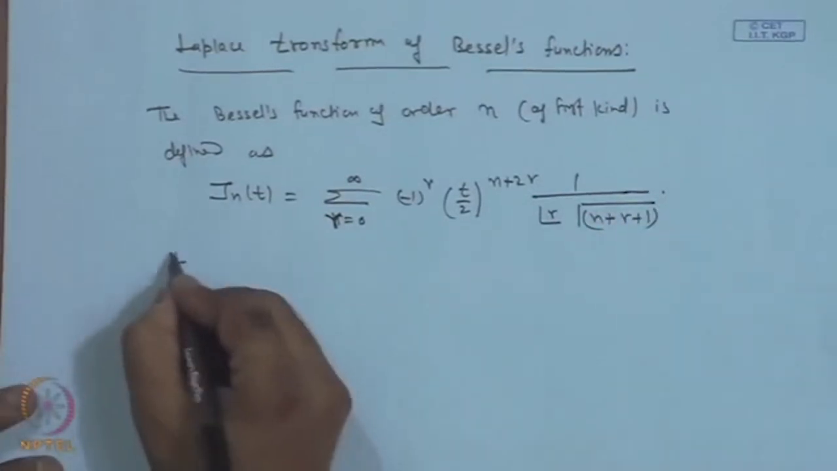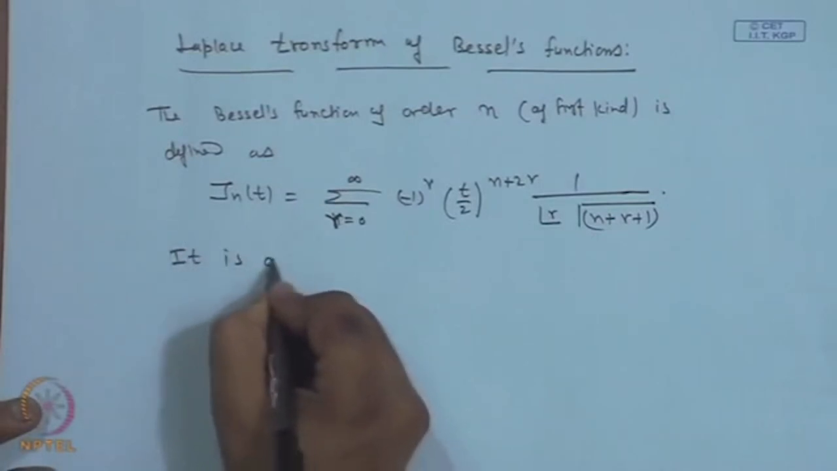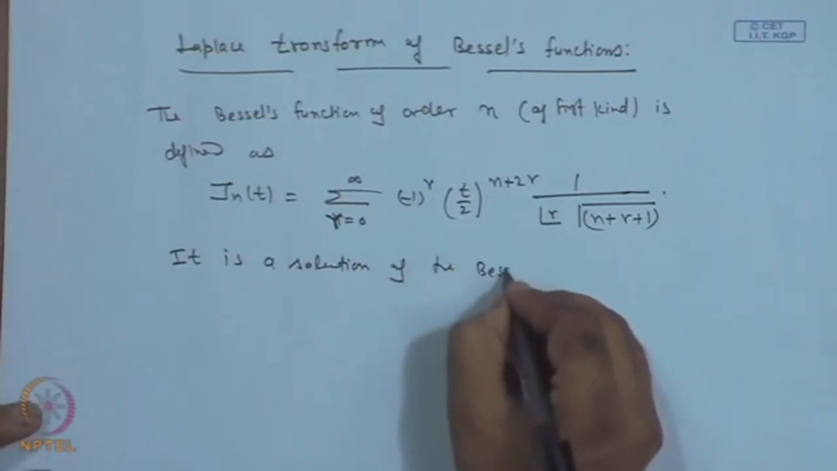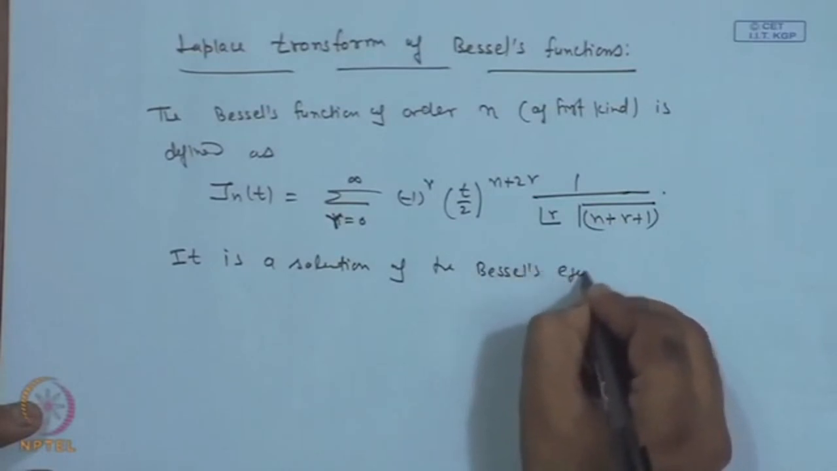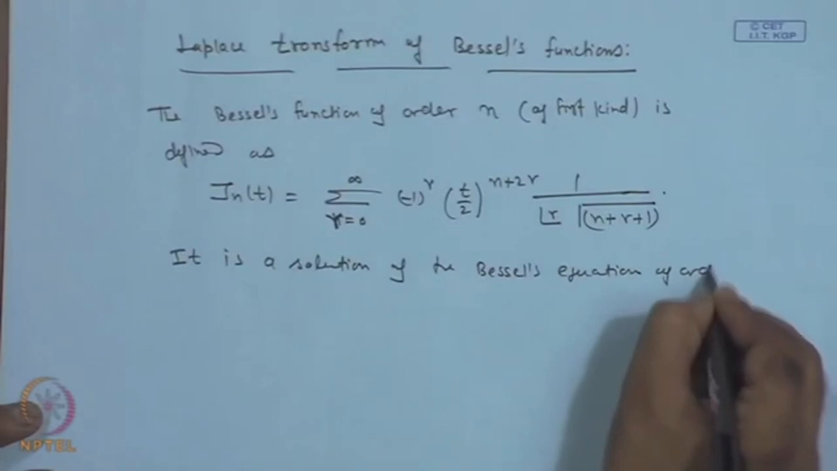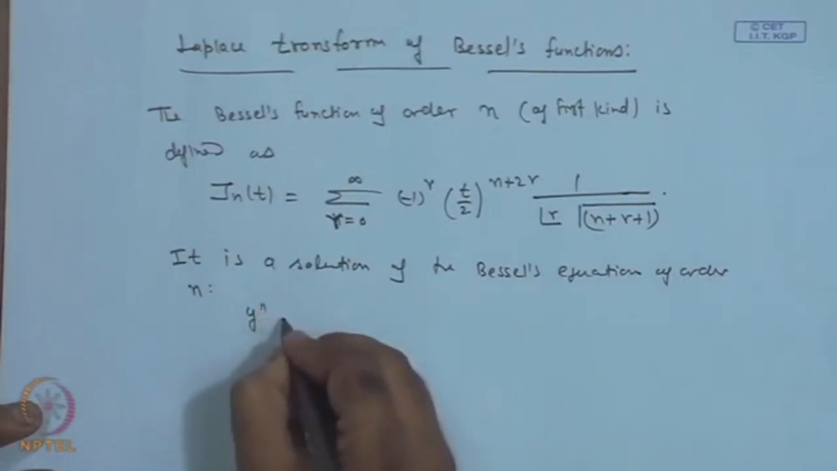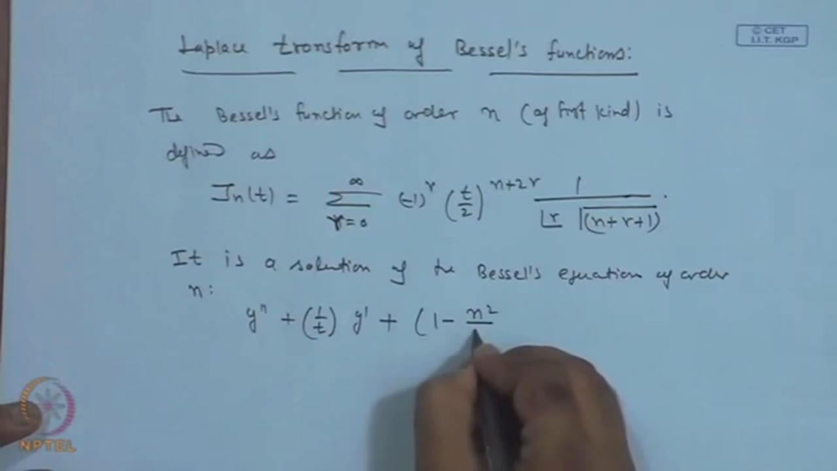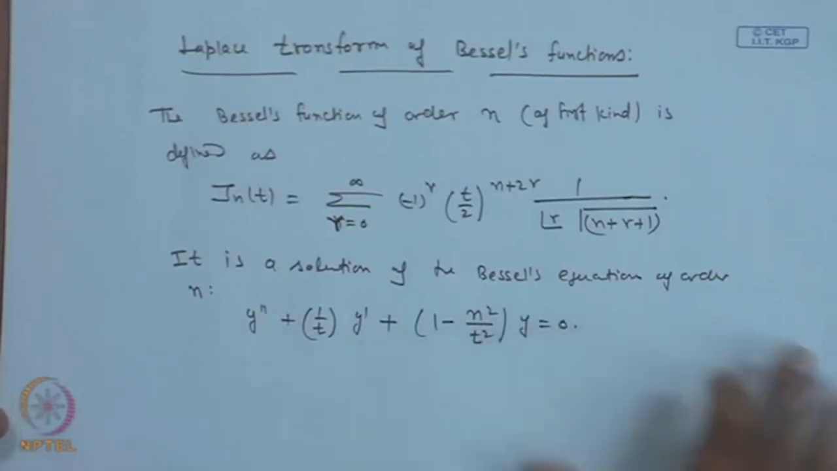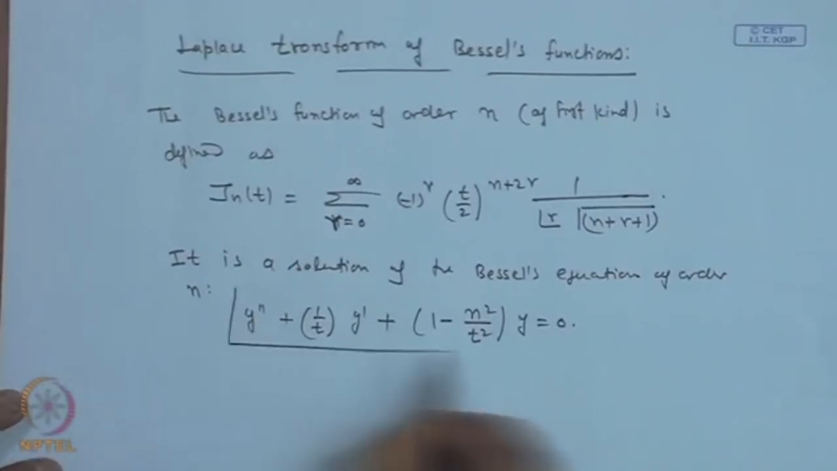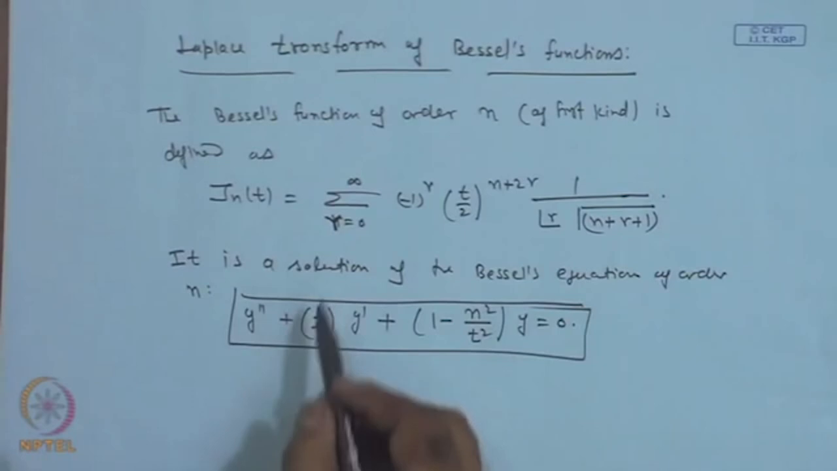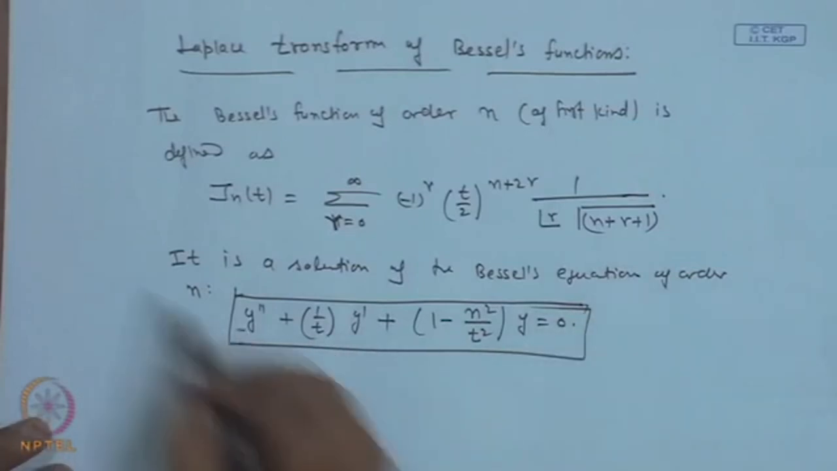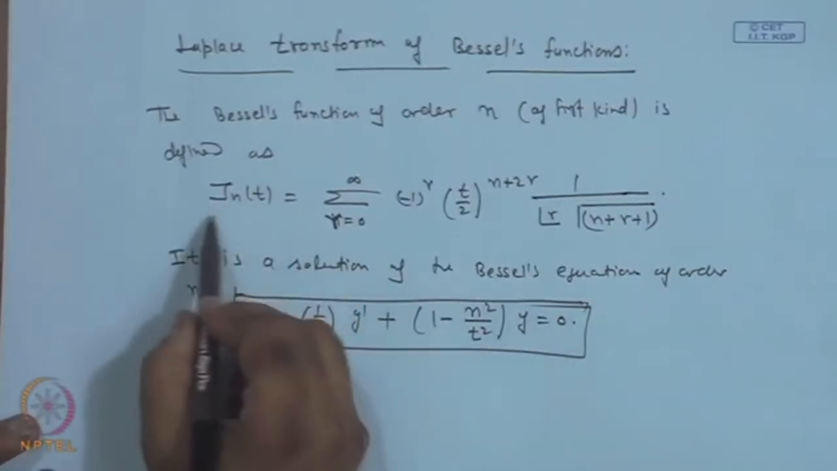This is the definition, and what exactly is it? It is a solution of the Bessel equation, Bessel's equation of order n: y double prime plus 1 over t y prime plus 1 minus n square over t square y is equal to 0. So, we will come to this point again while discussing the application of the Laplace transform for solving differential equations, and we will come to this Bessel equation. We will see this solution as a Bessel function.